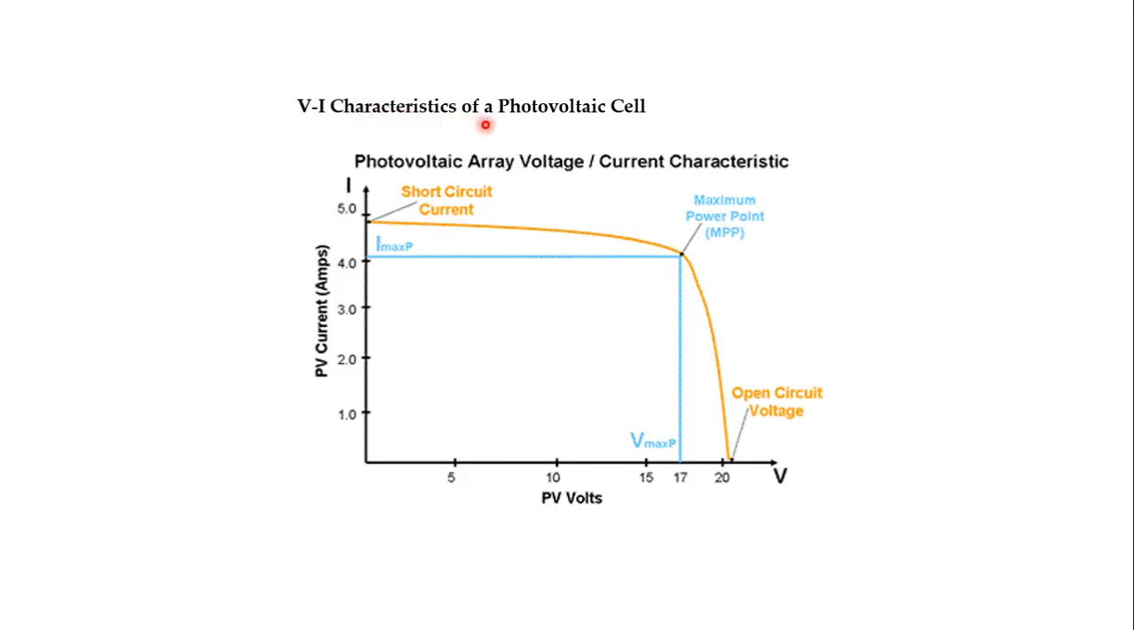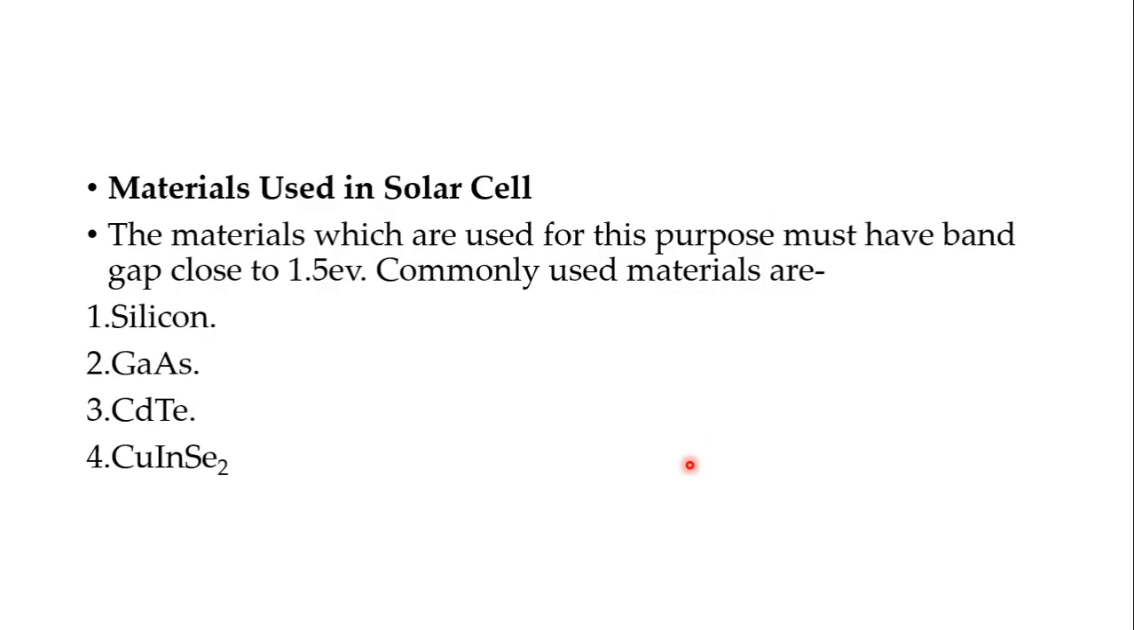VI characteristic of a photovoltaic cell. Photovoltaic array voltage or current characteristics. In this diagram, the x-axis is voltage and the y-axis is current in amperes. See the diagram here. This point is the short circuit current, and this is the open circuit voltage. And we draw this, the maximum power point. We draw these lines here. This is the maximum current, and this is the maximum voltage.